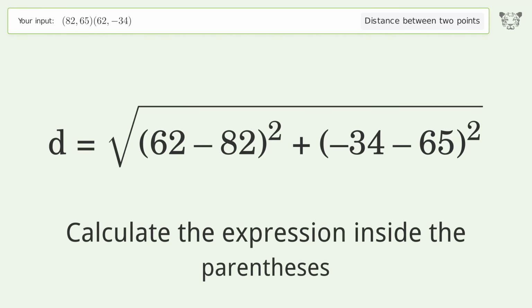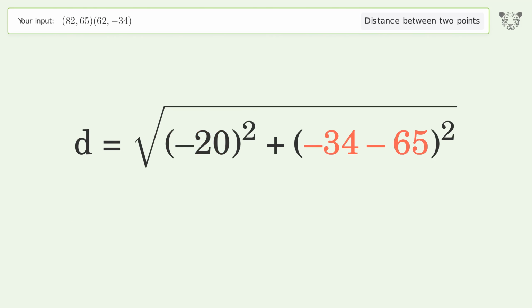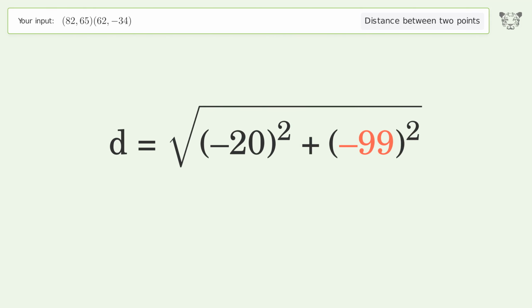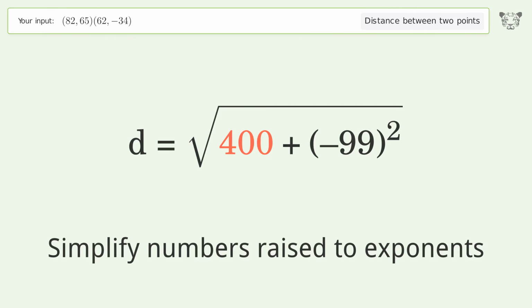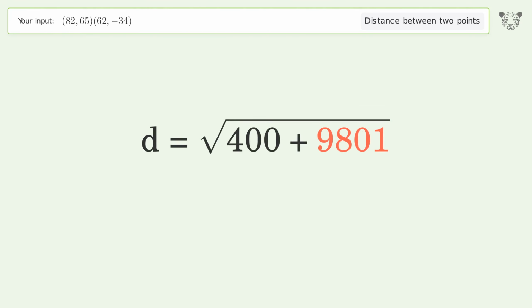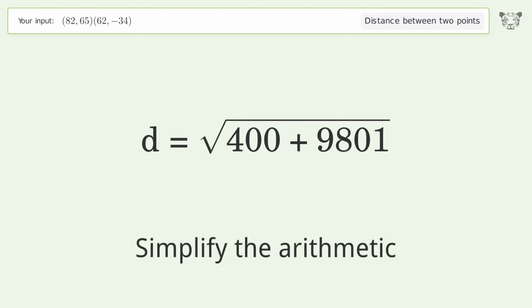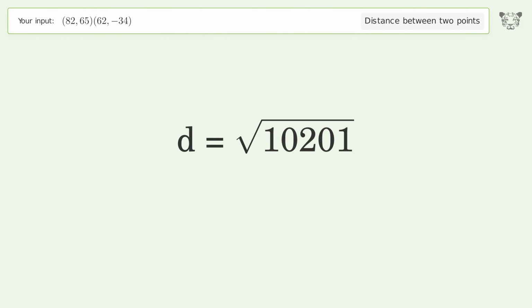Calculate the expression inside the parentheses. Simplify numbers raised to exponents. Simplify the arithmetic. And so the distance between the 2 points is the square root of 10,201, or 101.